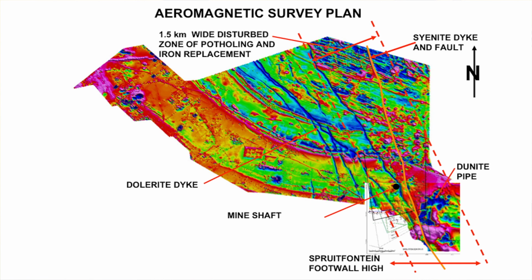So it's a red cyanide. The dolerite dikes are more magnetic, so they show up more clearly as a dark blue feature. There's a zone where a dunite pipe intruded the Bushveld later on, and there was extensive potholing and disruption of the Bushveld layers, which is shown in that 1.5 kilometer wide disturbed zone.